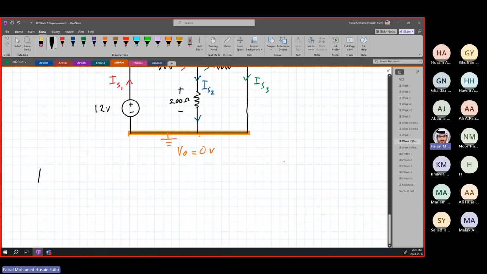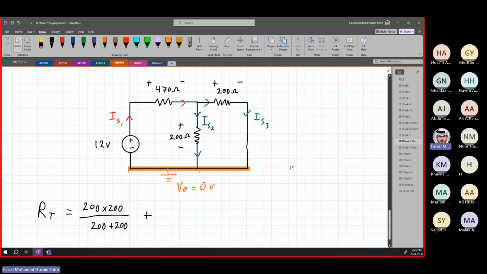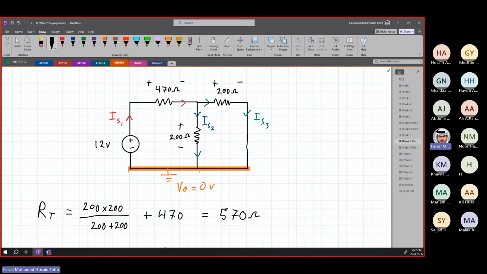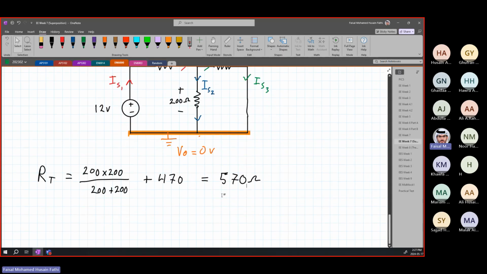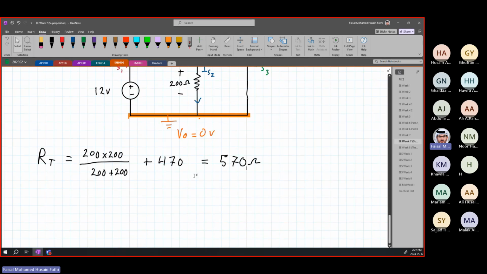If I want to find R total, it is simply going to be equal to these two in parallel, so 200 times 200 over 200 plus 200, plus the series connection with this resistor here, which is 470. This is going to be equal to 570, if I'm not mistaken. Let me just double check. 200 times 200. Yep, it is 570 ohms. Okay, so now we have found our total resistance.